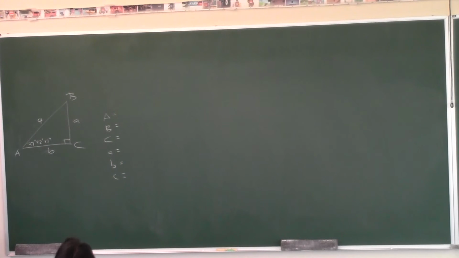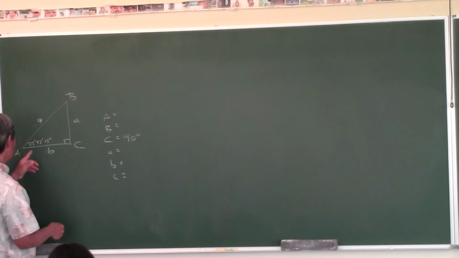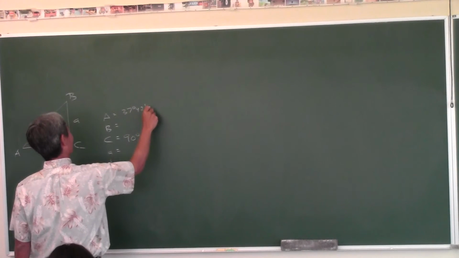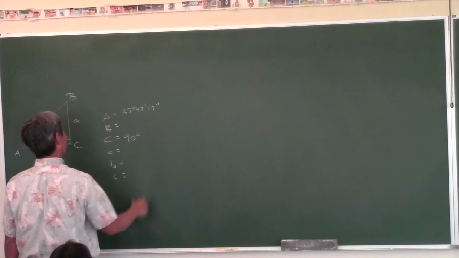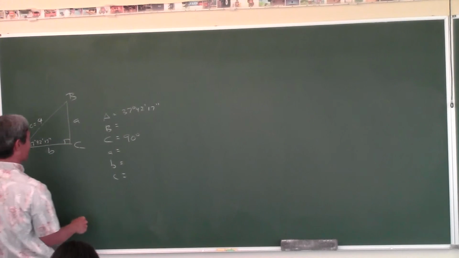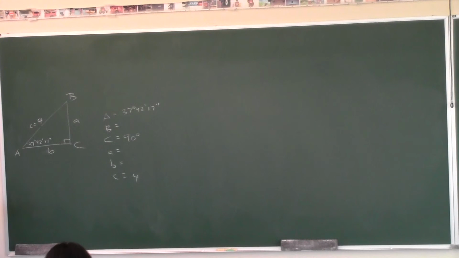Now, what do we know? We already know angle C is 90 degrees, right? This is the right triangle. We know angle A is 37 degrees, 42 minutes, and 17 seconds. Okay, and we know side c, because it's opposite angle C, is 4. So you're given 3 things, you've got to figure out the rest. Now how do you do that?